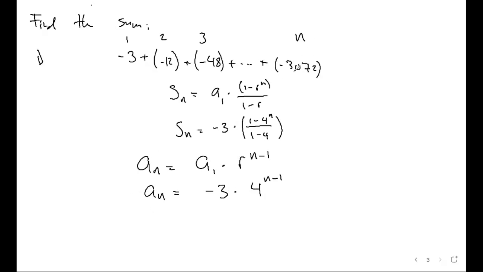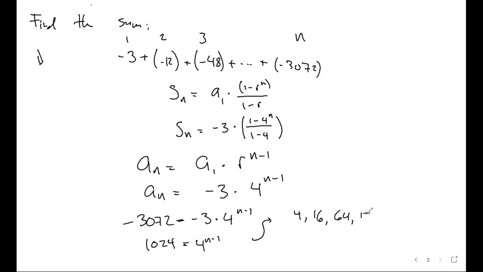And so since this guy is my a sub n, I'm going to plug that in. I'm going to say minus 3072 equals minus 3 times 4 to the n minus 1. Okay, you divide by 3 on both sides. This should be 1024 equals 4 to the n minus 1. You could do log here to solve for n, or you could just do what I do, which is I just count by 4s. 4, 16, 64, 128.